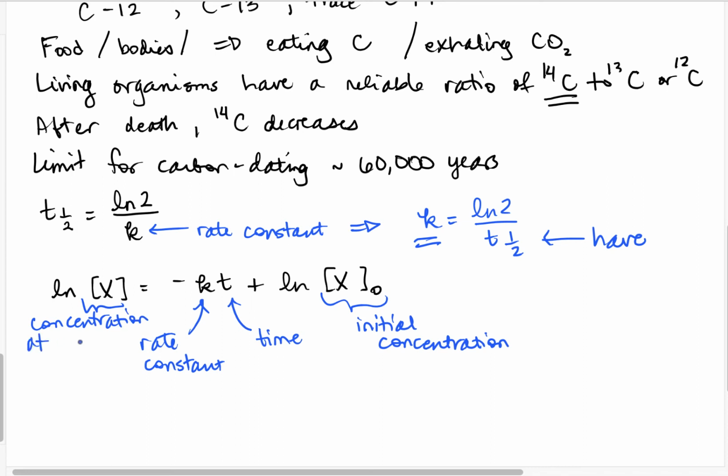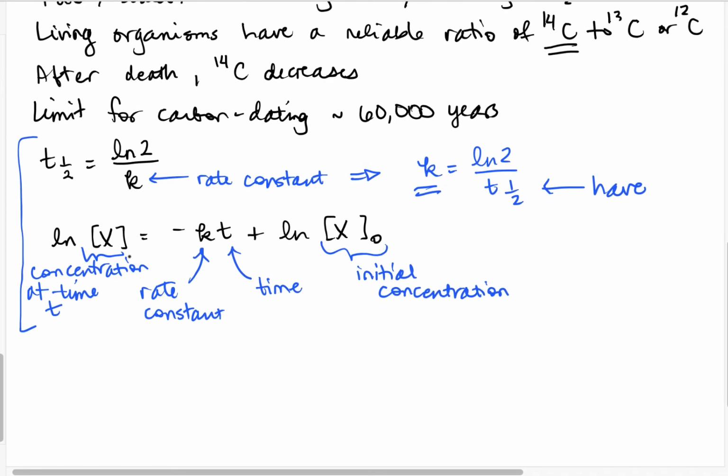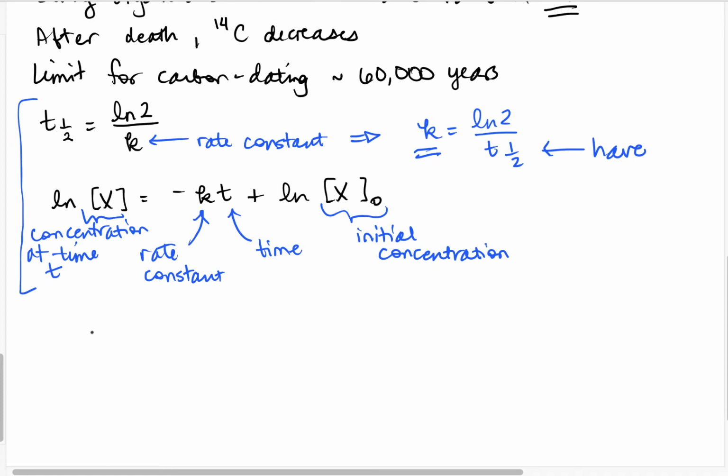So I'll just put at time t. So let's see how we could use these equations to look at another very common radioactive isotope. For example, radioactive cesium, cesium-137 in this case, is a very common fission product of U-235 in nuclear reactors and in nuclear bombs. And notice what kind of an element cesium is.